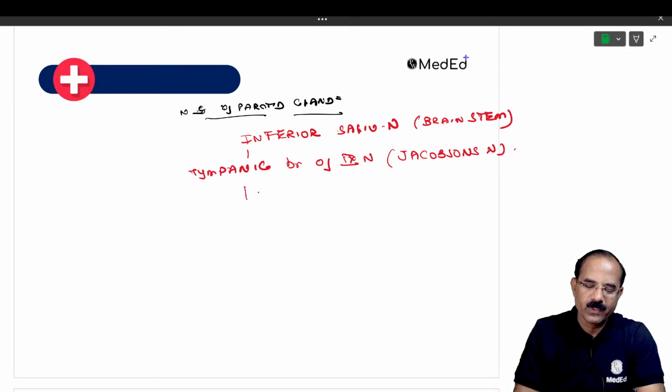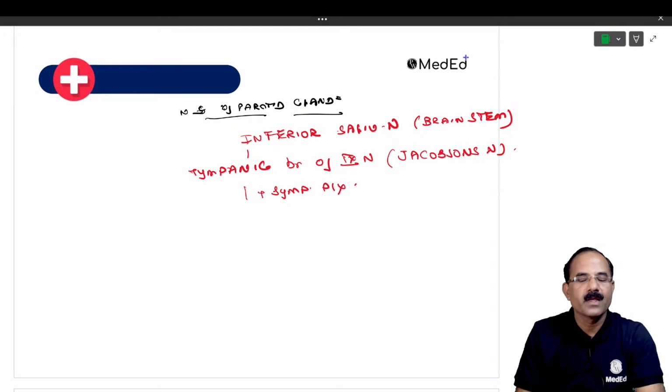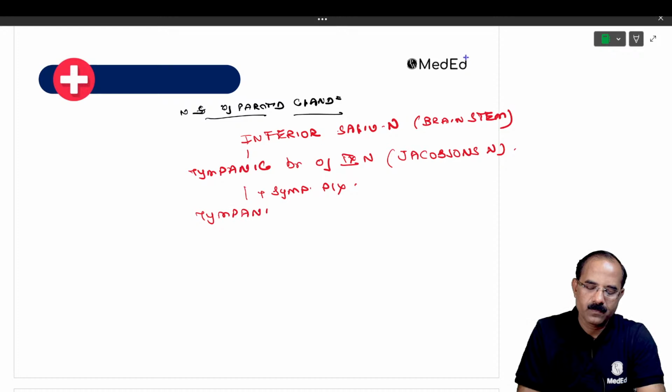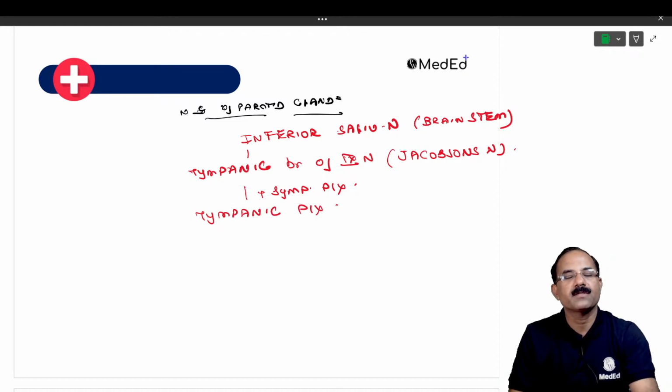Tympanic branch of glossopharyngeal nerve will join with the sympathetic plexus and form tympanic plexus. Tympanic plexus.